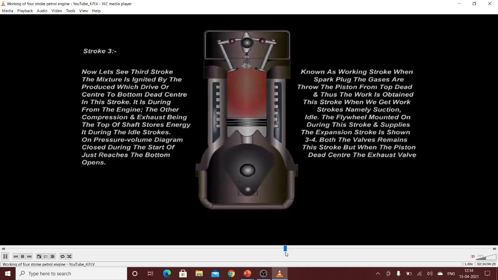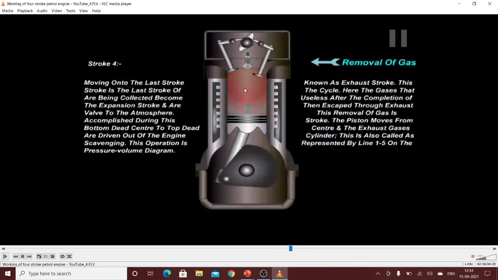In the third stroke, both valves also remain closed. But in the last stroke, what is going to happen? Due to burning of the mixture, flue gases, or exhaust gases, are generated. Those gases leave this cylinder through the exhaust valve to the atmosphere in the last stroke. That is the exhaust stroke.